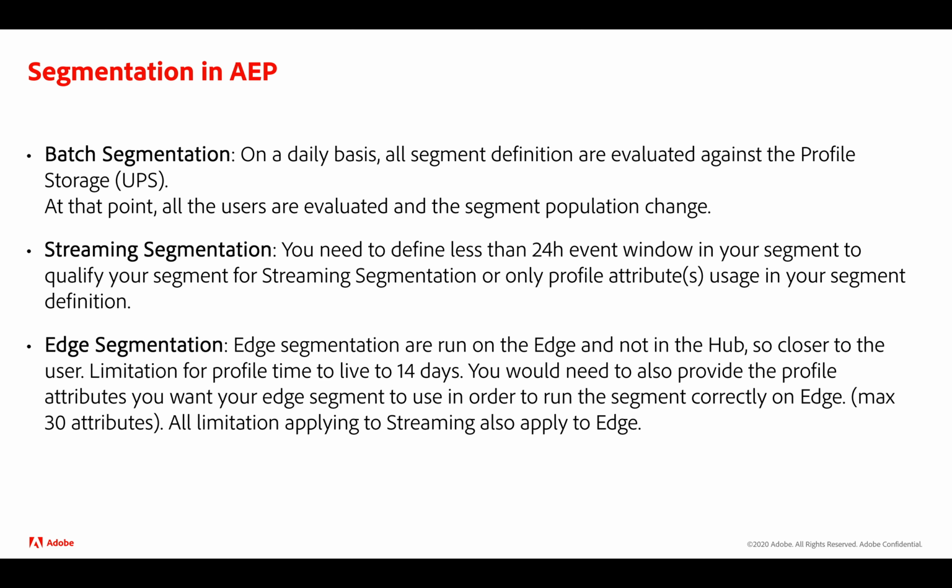Edge segmentation. Edge segmentations are actually segmentation logic that are run on the edge, so very close to the data collection point, so for very fast qualification, for example, A/B testing if you're using Target or AGO or for decisioning. So it's not done in the hub, it's done directly on the edge, so very close to the source of data. So it's most of the time something you want to do for web visitors or for hub trackings, and you want to have real-time qualification for A/B testing.